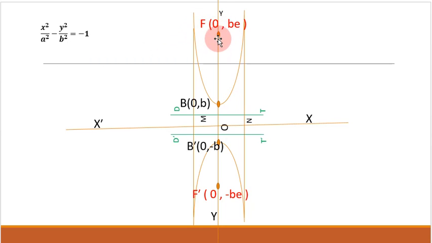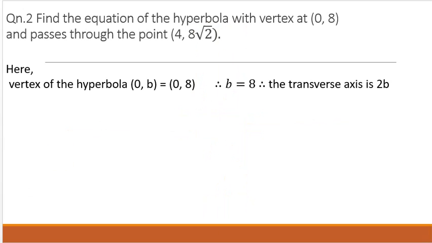Look here, the vertex is of the form 0, b. That is why the y-axis is the axis. So the transverse axis of this hyperbola is twice b. Then we have to use this formula. The equation has this form for the given vertex 0, 8. Now we have the solution.